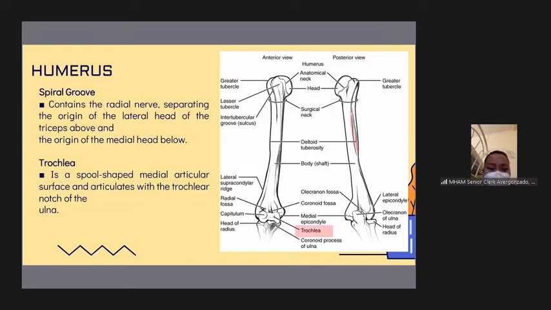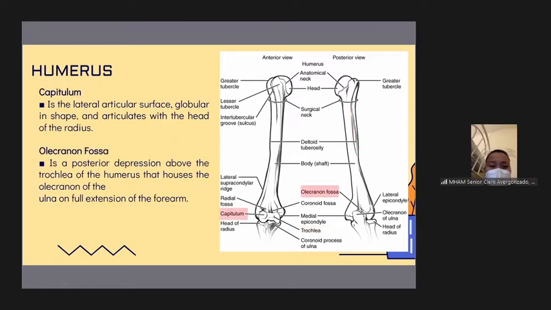So your spiral groove, in this area, contains the radial nerve, separating the region of the lateral head of the triceps above and the region of the medial head below. So this is the red drawing found on your shaft, based on the picture. And your trochlea, which is a spool-shaped medial articular surface, articulates with the trochlear notch of the ulna. Next slide, please.